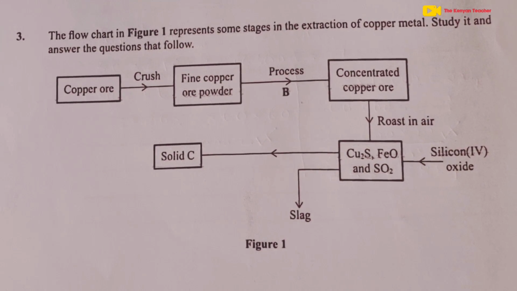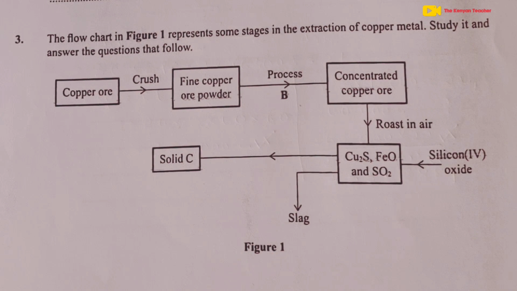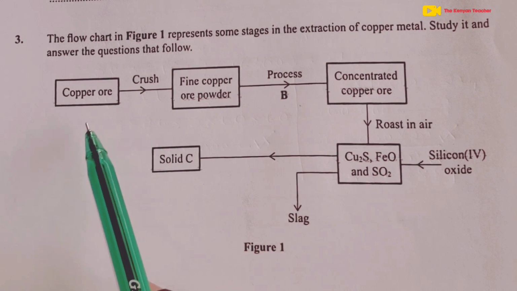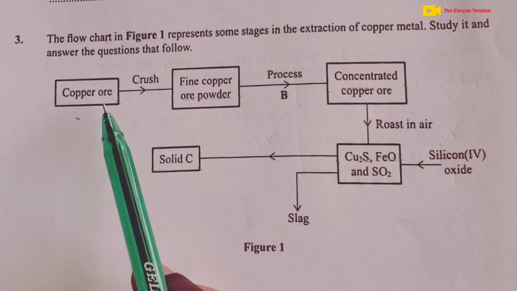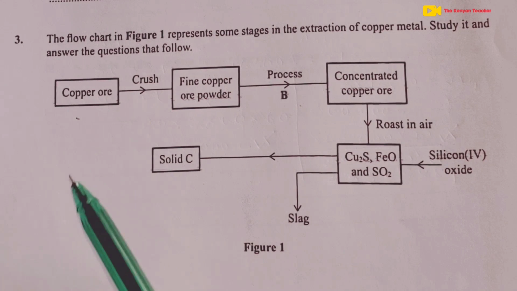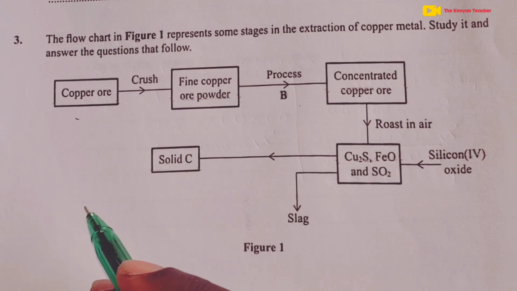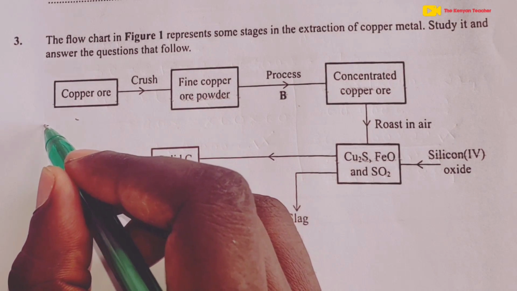The flow chart below represents some stages in the extraction of copper metal. The candidates were expected to use it, of course, after studying it, to answer the questions that would follow. So here, we start with copper ore. And as we know, copper ores are many. We have around 4 of them.